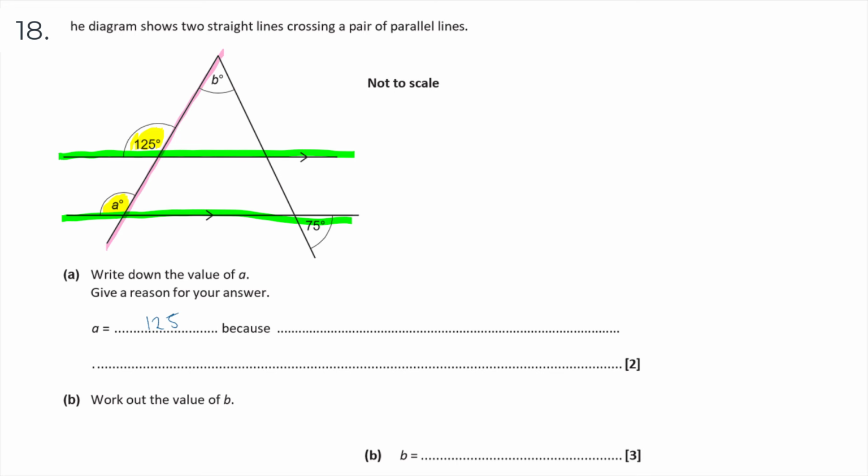So A is equal to 125 degrees, and the reason is corresponding angles. So you do need to know these words associated with parallel lines, so corresponding, alternate, co-interior, so that you can pick up the second mark when you're finding these angles in the diagram like that. Okay, so we got A done. What about B? B's up there at the top of that triangle. Now, how can I find that?